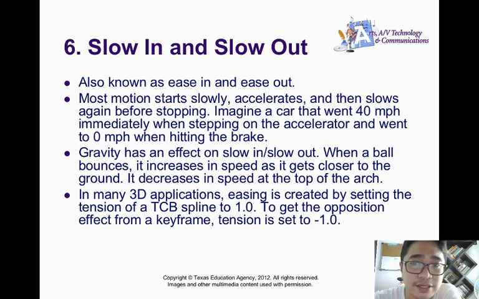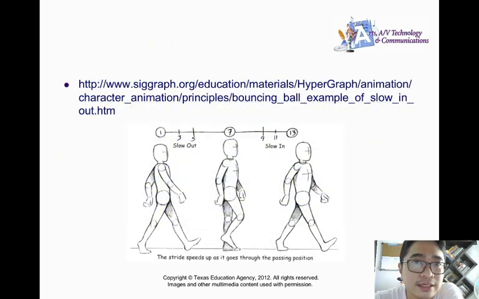So in many 3D applications, easing is created by setting the tension of the TCB spline to 1 to get the opposite effect from a keyframe tension set to -1. So this will apply on a 3D, and basically this will be on your next semester. So this is an example of a stride. The stride speeds up as it goes through the passing position. So this will be a slow out, a pause, and then a slow in.